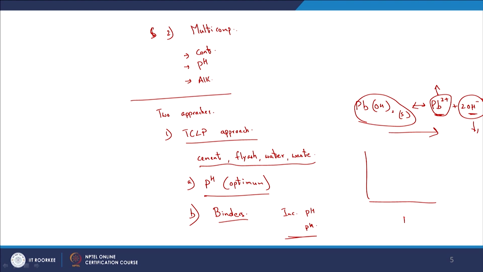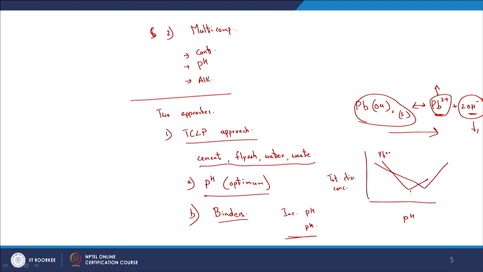So you will need to look at the fractions in such a way that you end up with the optimum pH. Again, keep in mind, as we looked at it for lead, if this is the pH and this is the total dissolved concentration, we saw that the profile is something like this for lead, but for maybe chromium it can be something else.